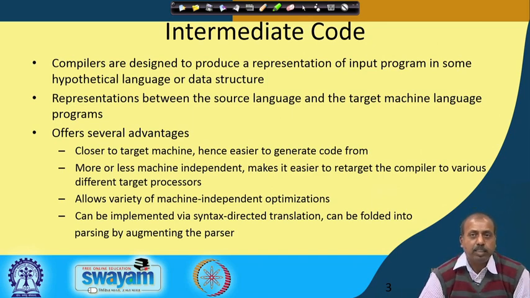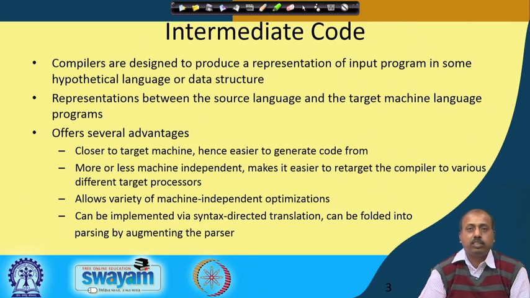To start with, what is an intermediate code? Compilers are designed to produce a representation of the input program in some hypothetical language or data structures. This is intermediary code, written in some hypothetical language. We will see that there can be several hypothetical languages that you can think about. Then how do we generate this hypothetical language program? That will be seen.